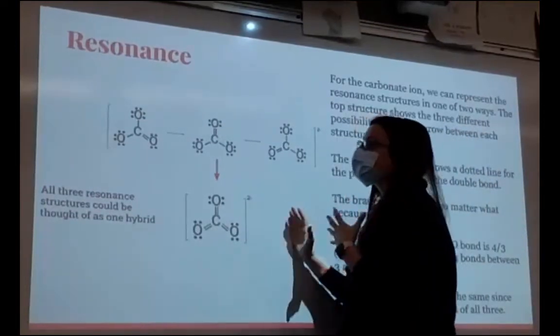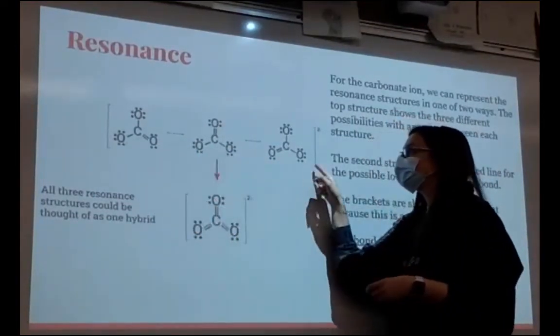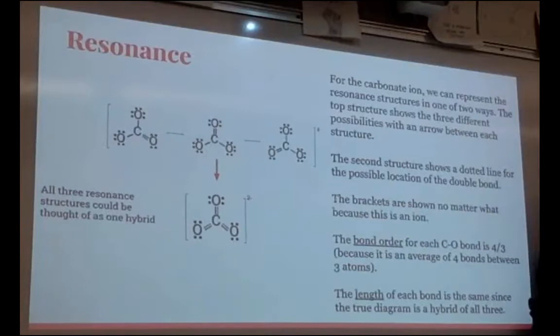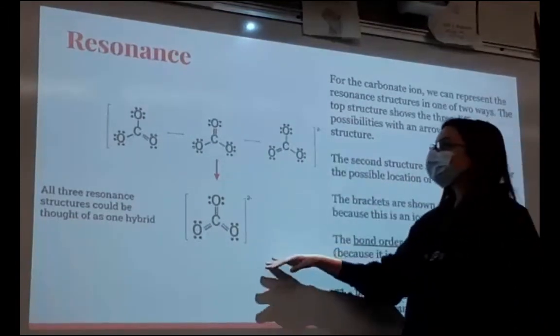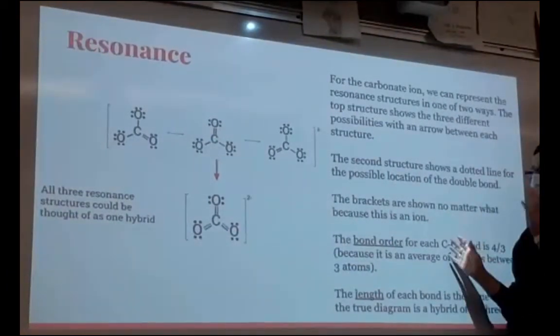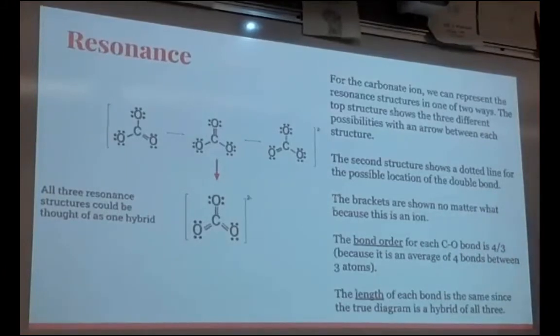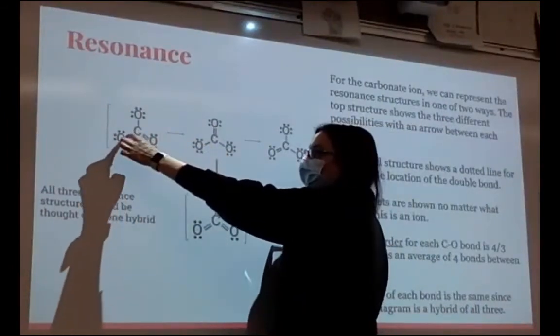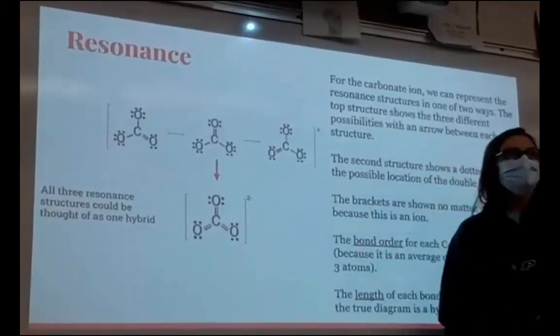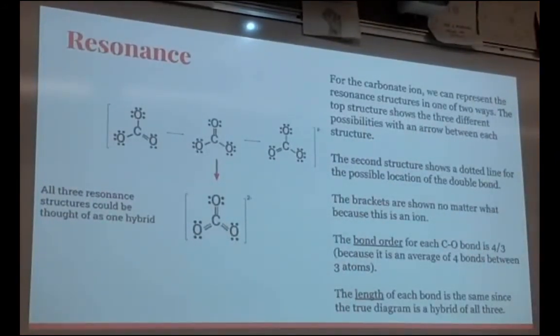Now you have one of 2 ways of showing it. You could show it like this with the double-headed arrows, or you could use the dotted line. The dotted line shows where the possible location of the double bond could be. Whichever way you pick is up to you, but you have to make sure that you are consistent. I'll show you an example of the dotted line on the next page as well. With resonance structures, because the double bond can move, that means that all three of these bonds are actually the same length. They're an average.